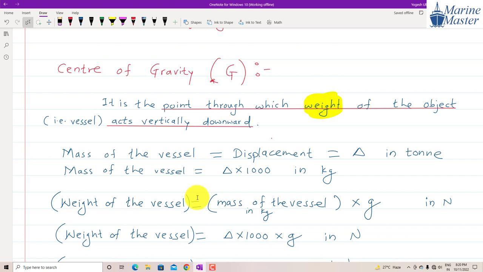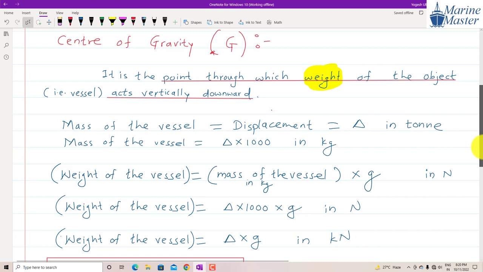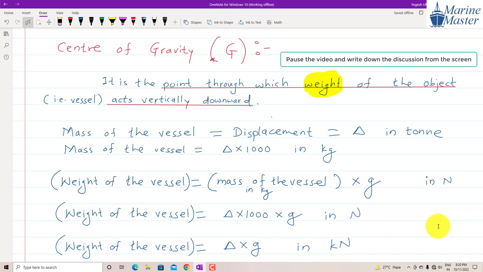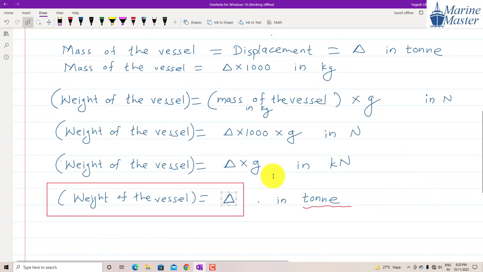Gravitational force means force due to gravity. Before going further, what you have to do is write down this discussion, the discussion which is on the screen. Please everyone write it down, and then we will see our further discussion. After this, also write down this weight of the vessel, delta, and make it in a box.